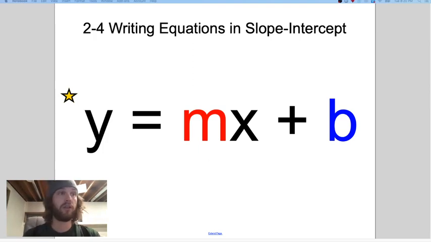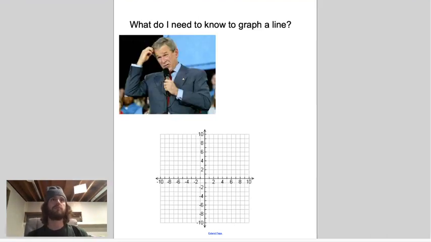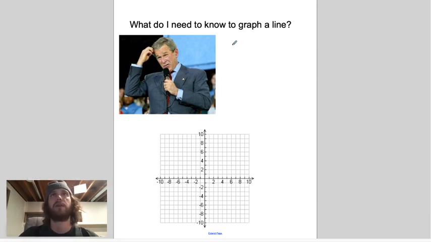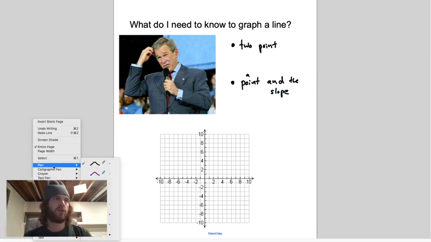Let's take a look, shall we? All right. So let's think about what's the bare minimum you need to be able to graph a line. The bare minimum amount of information required to graph a line. You can graph it if you have 2 points that you know are on the line. You can also graph that line if you have 1 point on the line and the slope. Okay. That's 2 possible ways to graph a line.